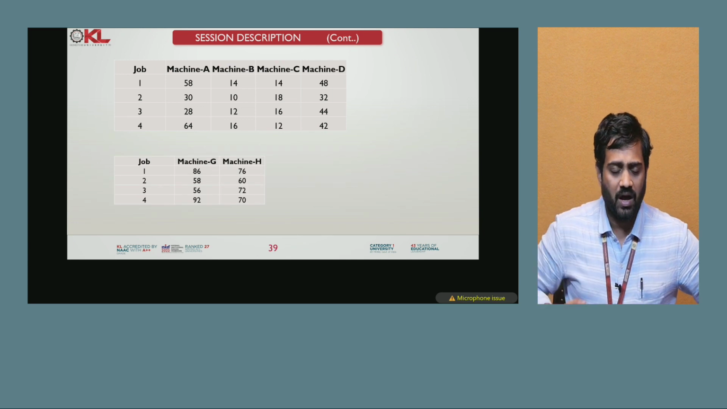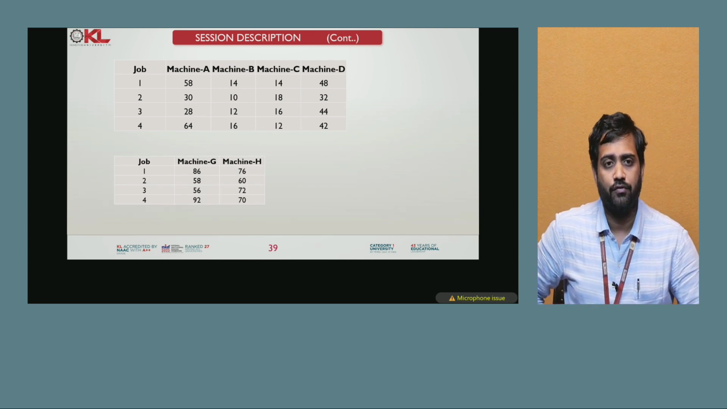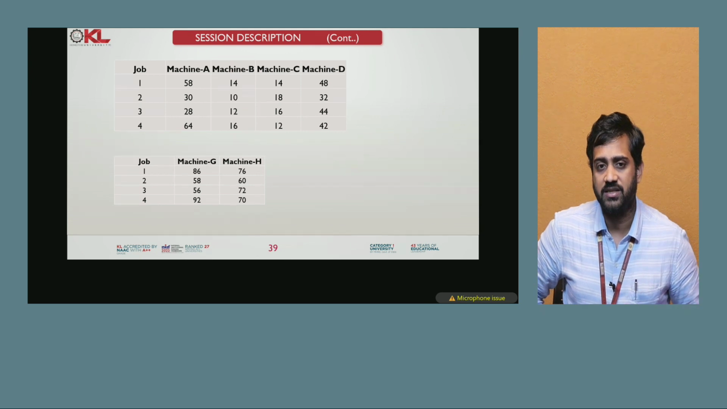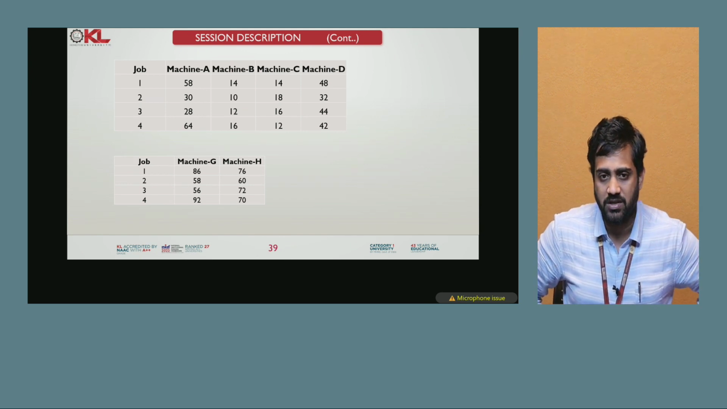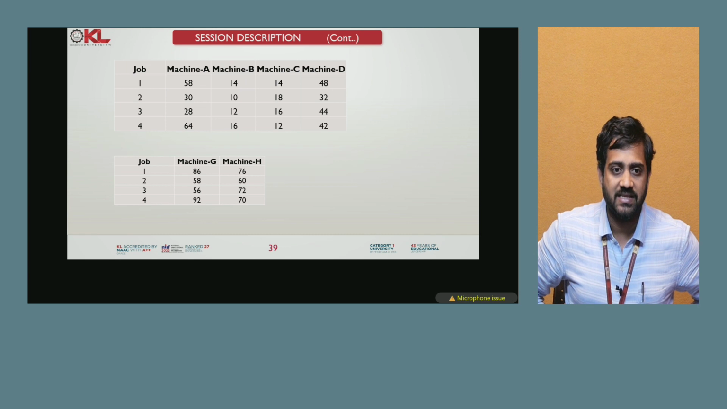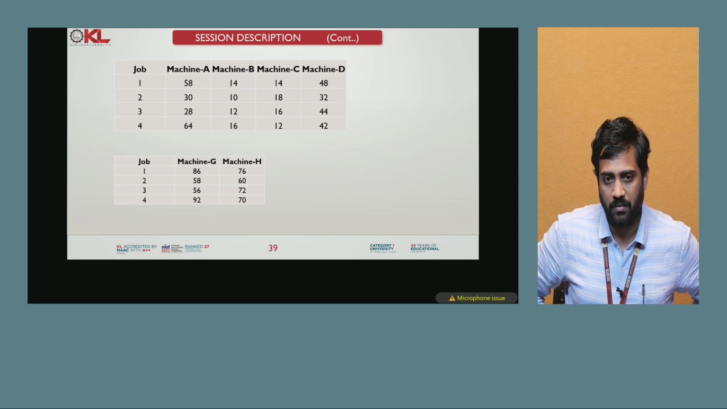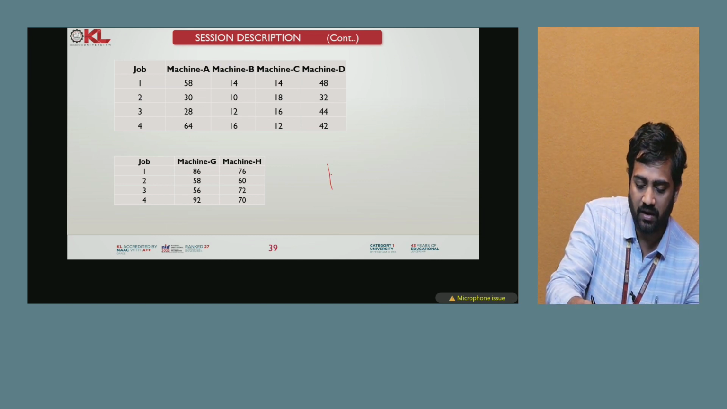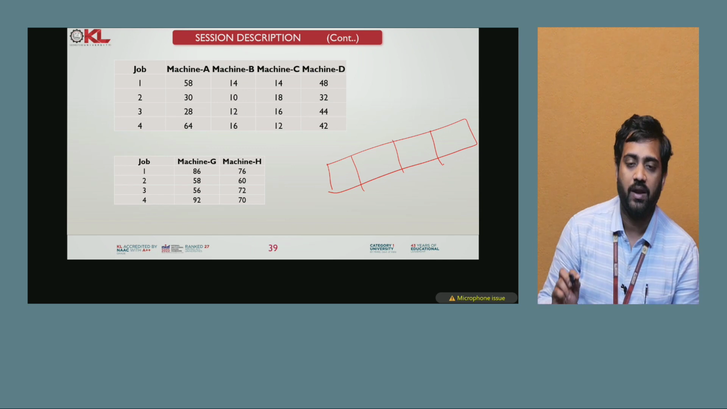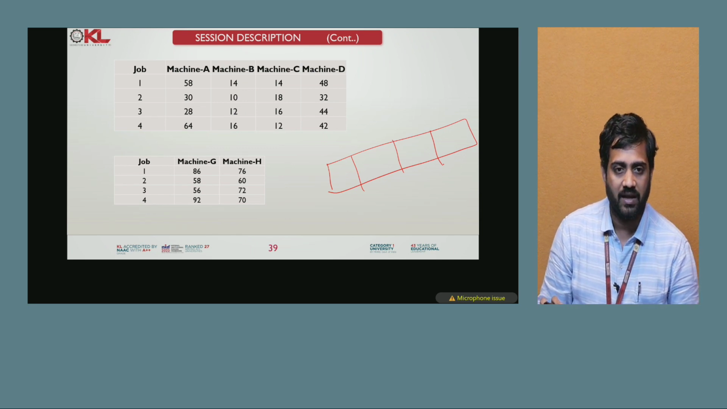It's very simple. Like this we have 4 jobs and 2 machines G and H, and we know the processing times also here. Now it is a 4 job 2 machine problem. Only 2 machines are there. Here we can apply Johnson's algorithm 100%. We have only 4 jobs.